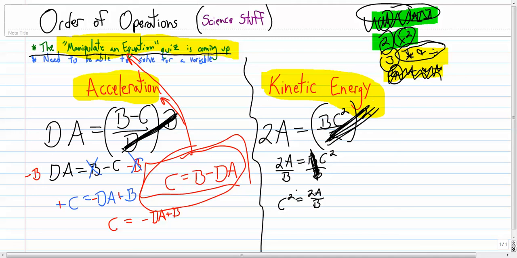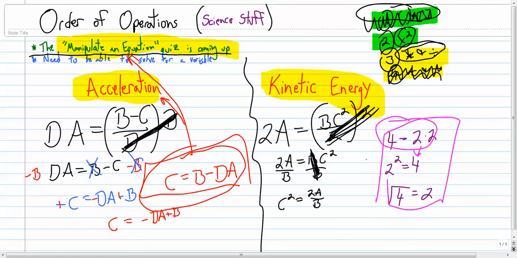I'll give you a quick review here. Let's do the number 4. 4 is 2 times 2, so that means 2 squared is 4. What's the opposite of squared? Well, the opposite of squared is square root. So if I take the square root of 4, I get 2. Why? Because 2 times 2 is 4. So hopefully that's a review from a long time ago for you.